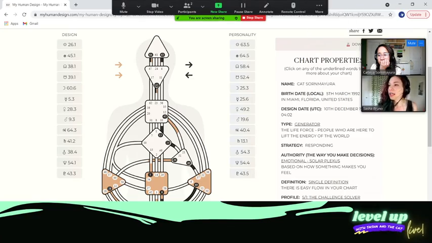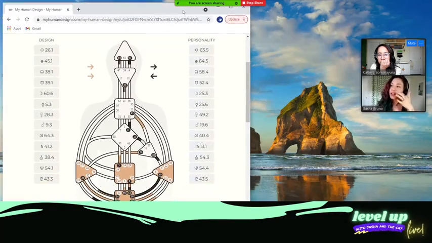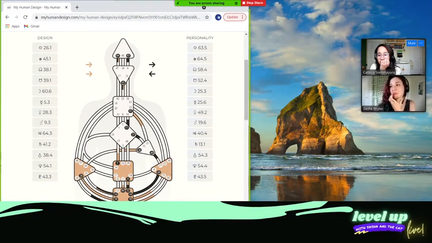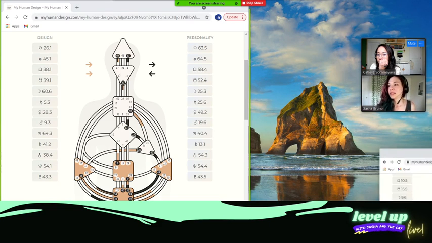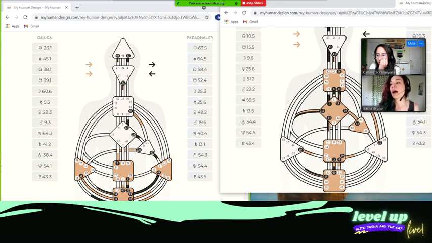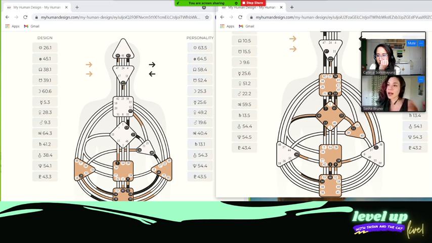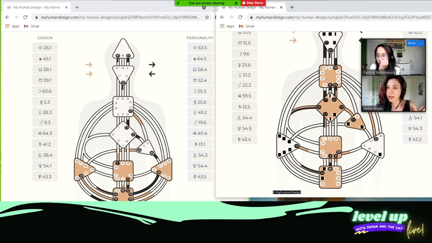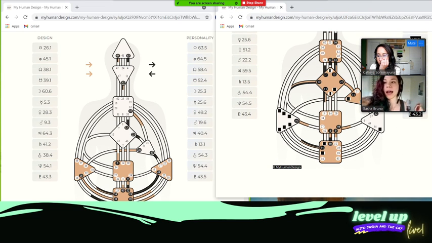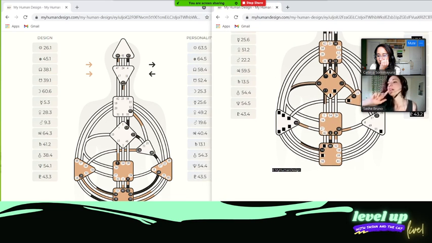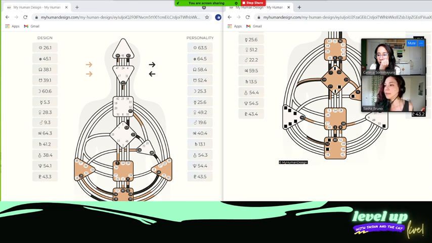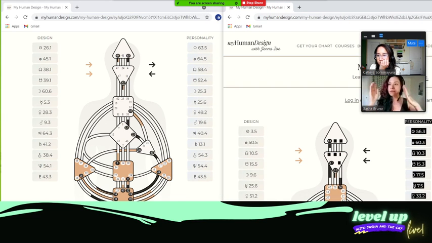So let me put Sasha's chart next to mine. I think part of how they decide if you're a generator or not is because you have a defined sacral center, which is the one that Kat has in the center, towards the bottom. Basically, again, if it's defined, it's colored in, and white is undefined.